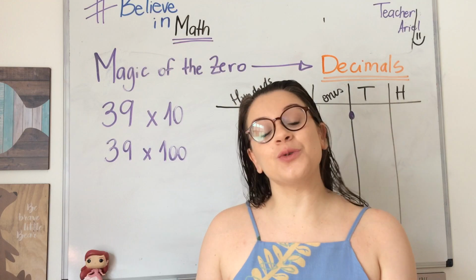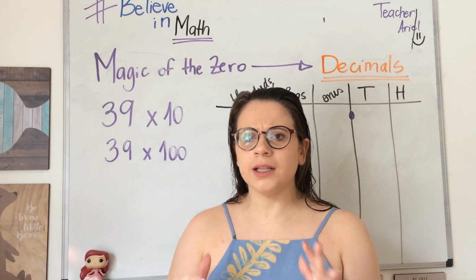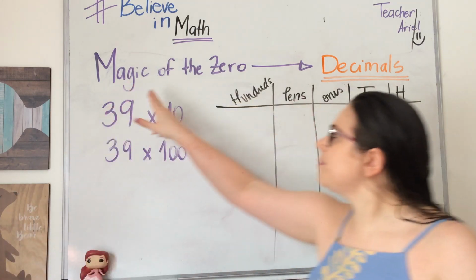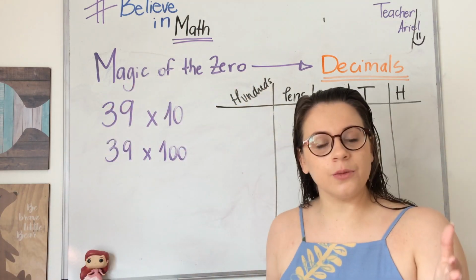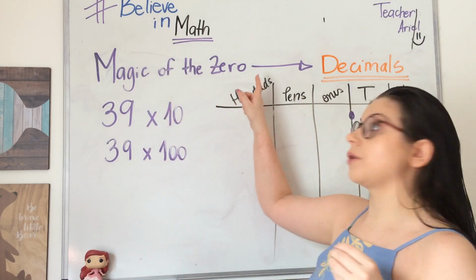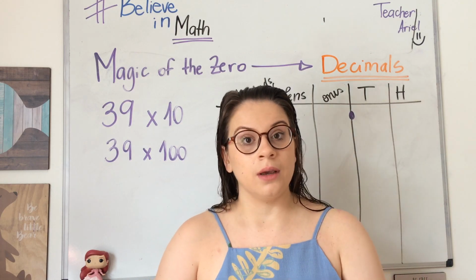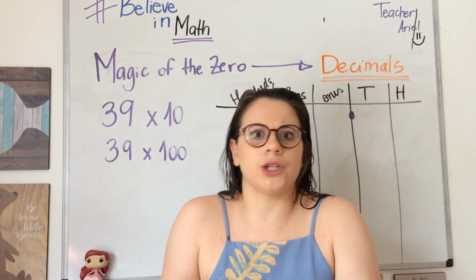And in this episode, we are going to keep talking about decimals, but today we are going to talk about something that we already know, the magic of the zero. But this time we are going to understand how I can use the trick, the magic of the zero, with the decimals. So let's just revise a little bit how I can work with the magic of the zero.